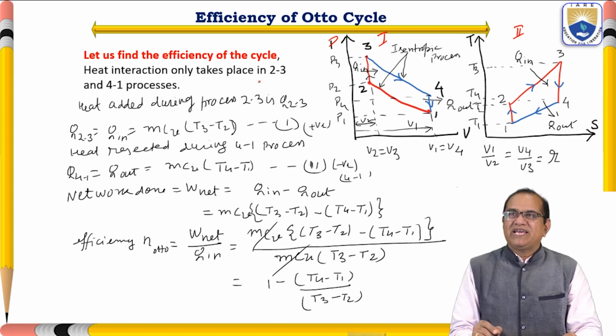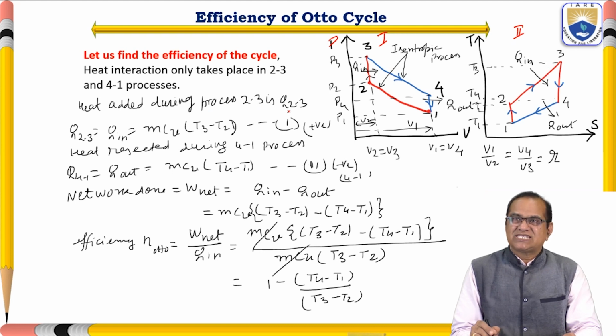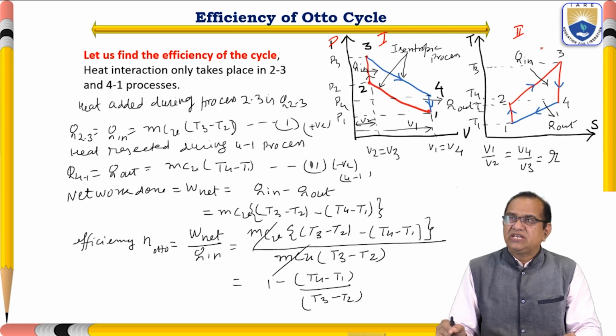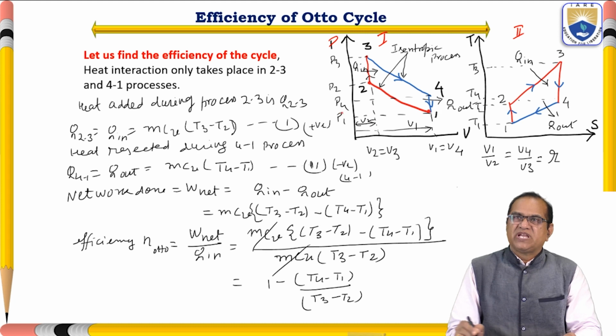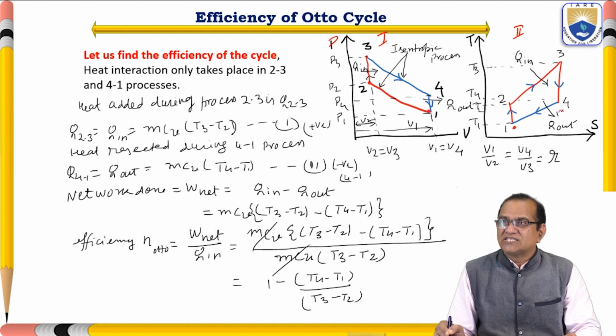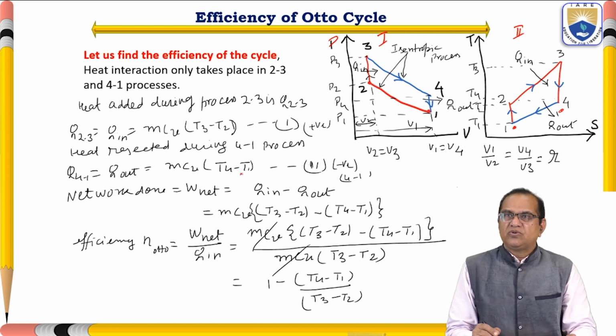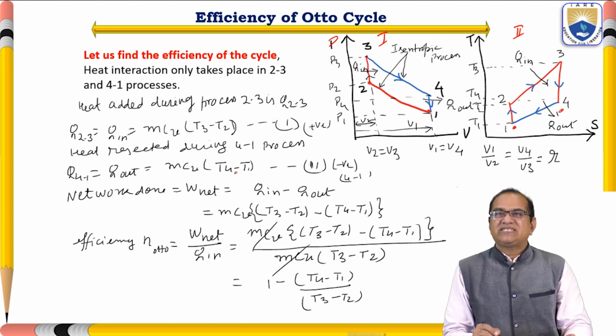Heat interaction only takes place in 2-3 and 4-1. So heat added during the process 2-3 is Q23. So this Q23, from here to here at constant volume, we have to write that m Cv (T3 minus T2). This is equation 1, and heat rejected during 4-1. So Q41 is equal to Q out is equal to m Cv (T4 minus T1). So here it is negative. It means this heat is rejected.